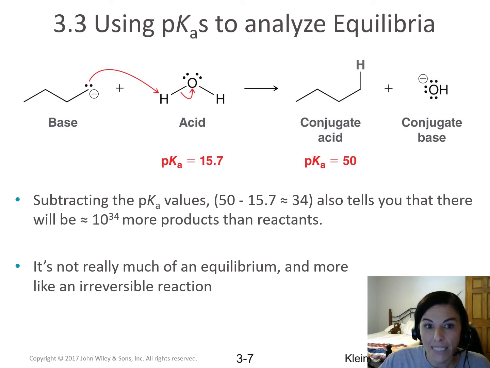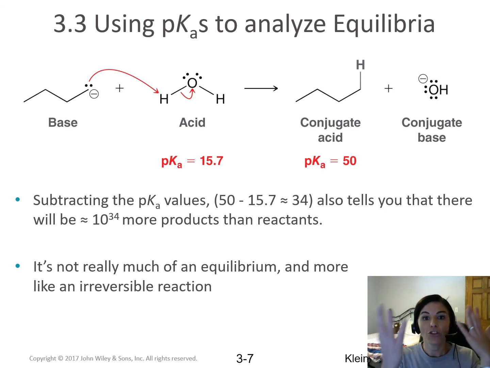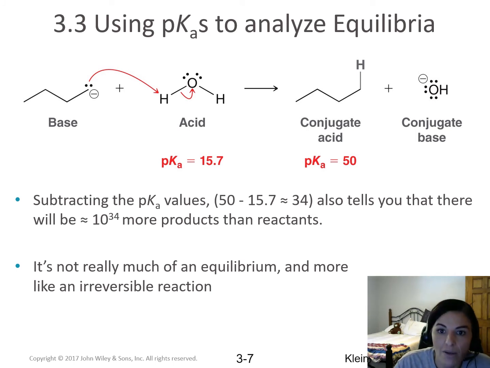Okay, if we take the pKa value of the acid on the right and subtract the pKa value of the acid on the left, we can say that we have a difference of 34 between those two pKa values. What this is telling you is that you will have 10 to the 34 more products formed than reactants. At that level, we say that the reaction is essentially irreversible. Okay, it's not in equilibrium because there is such a great difference between the two sides.